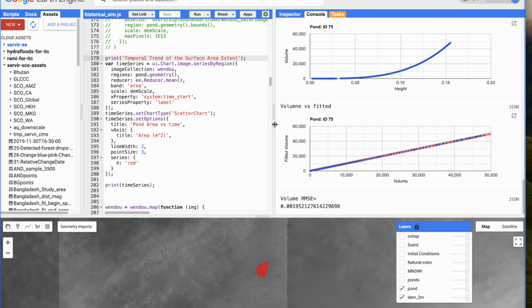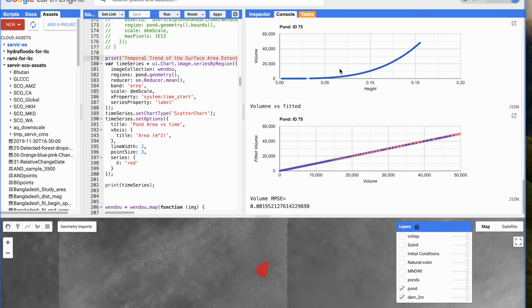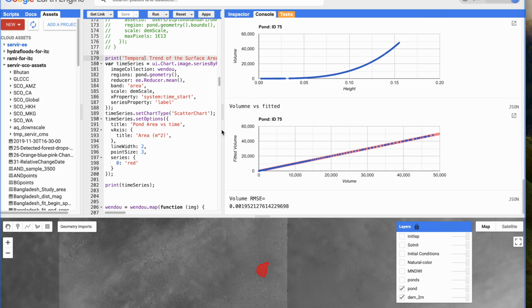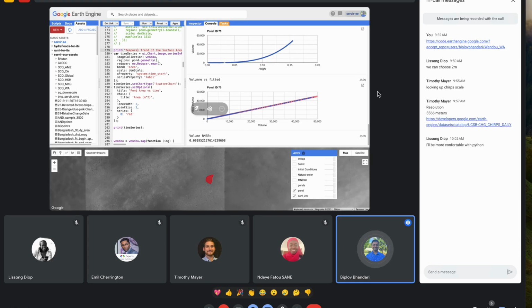Yeah, and I guess this is what we have until now. I actually have been running using the DM and the pond that you shared, Lisong, but it's just running and I don't have anything to share at this point. So I'll stop there. If you have any questions or anything, just let us know.